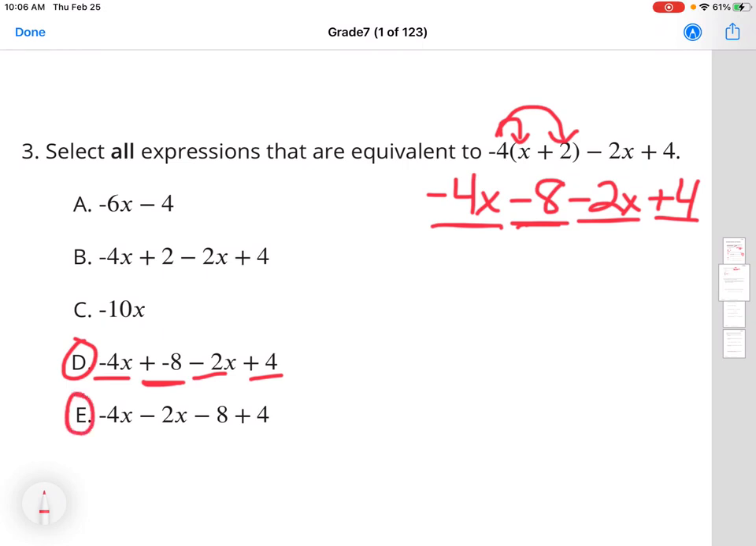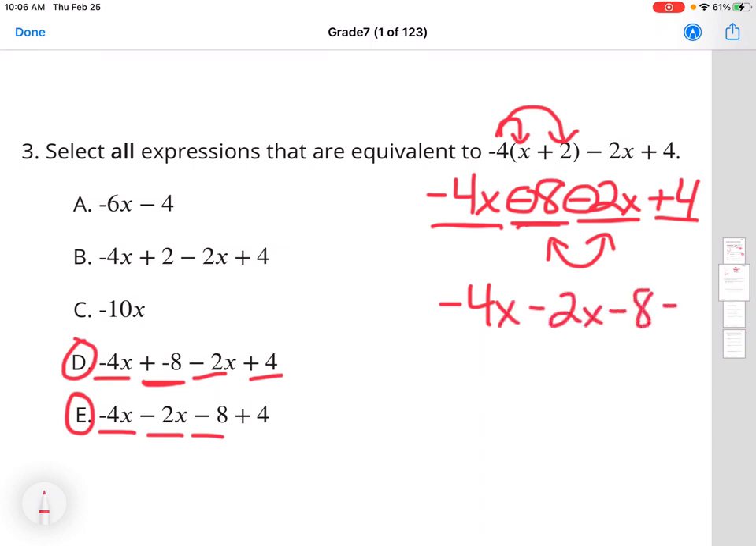E is also equivalent because I have my same parts. I just switched these. And as long as you take the sign in front of each number with it when you move it, then that does not change the expression. So that is also equivalent.